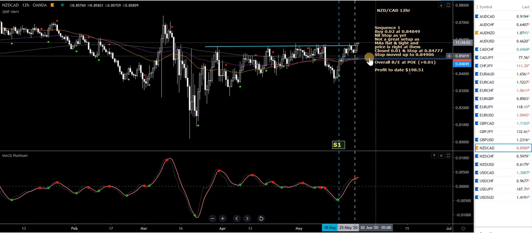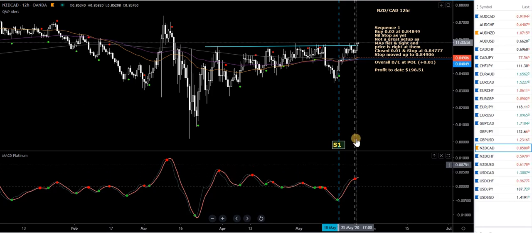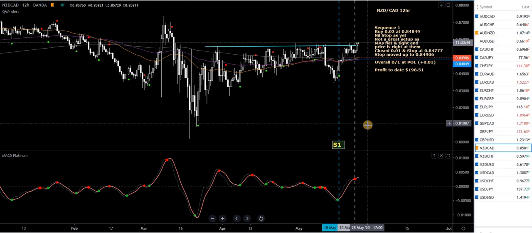All I've done this morning, because again, there's a red dot on the MACD Platinum above the zero level, so I'm now looking to sell. All I've done is move my stop up this morning to 84906 and lock in, so make sure I don't lose on that second position at all. So that's it for the trading.